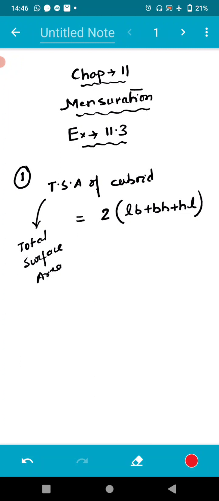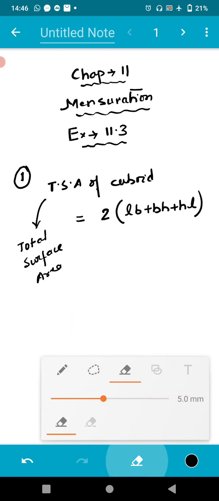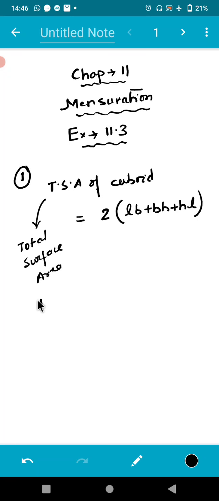Fine. Now before we get on with question number 1, we need to understand the formula of TSA of cuboid. TSA means total surface area. So total surface area of cuboid is 2(LB + BH + HL), and TSA of cube is 4 into side square. So these are the two formulas which will play a very important role in question number 1.